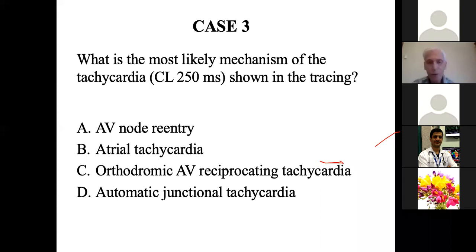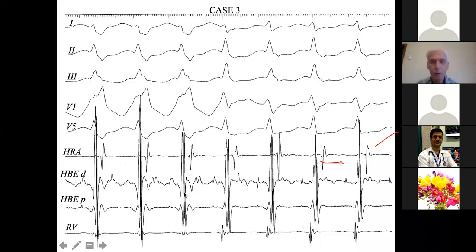All right, should we move on, Sean? Yeah, sure. So here we are. What's the most likely mechanism of the tachycardia that has a cycle length of 250 milliseconds shown in the tracing: AV node reentry, AT, ORT, or an automatic junctional tachycardia? It starts out with a right bundle branch block and becomes narrow.